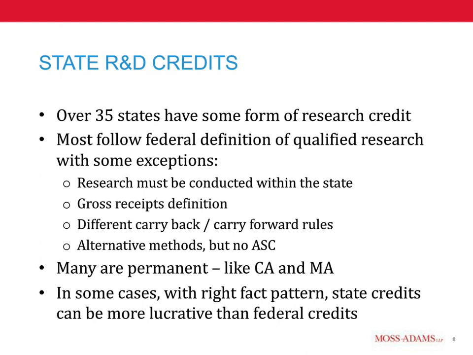There are a few states that have a permanent credit, California, Massachusetts, and a few others, I believe, as well. But many have credits that are longer term than expiring every 2 years. So definitely the state side of things is probably more stable than the federal. And in some cases, with the right fact pattern, state credits can be more lucrative than the federal credit. Arizona has a great credit, and it's also refundable. So it's very significant for the tech companies out there, in that even if you aren't able to utilize the credits immediately for federal purposes, for state, you can get some dollars sent back as a refundable credit.